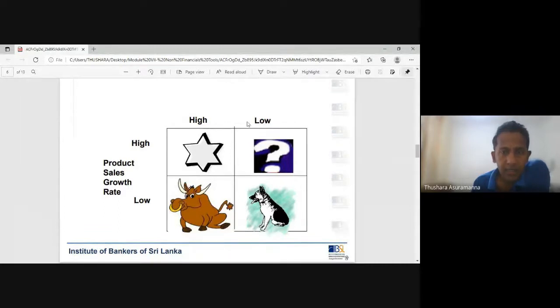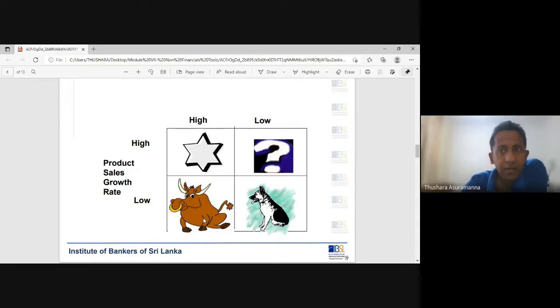Market share high, market share low. Market growth low, market growth high. Based on that, your products in a firm can be categorized into 4 quadrants: stars, dogs, question marks, cows. So every product and service in a firm can be categorized into 4 quadrants based on market share and market growth.